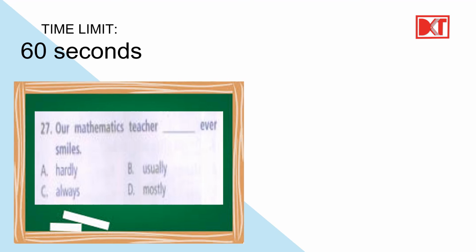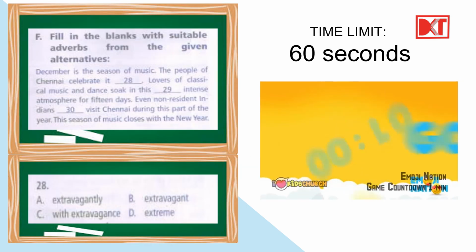Now when we are using this word ever, usually the adverb used is hardly. Something hardly ever happens, which means this is a situation which happens a very small number of times. So the answer is A, hardly. All these are adverbs of frequency, answering the question of how often does something happen.